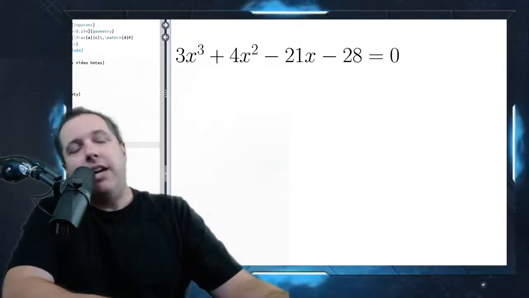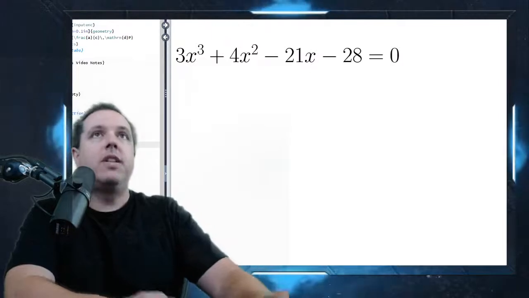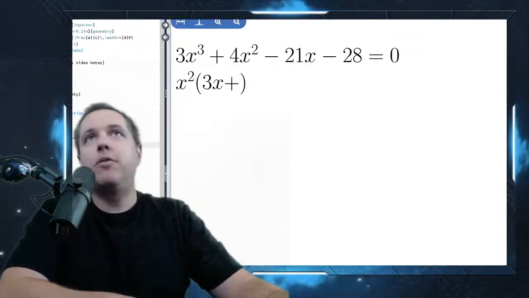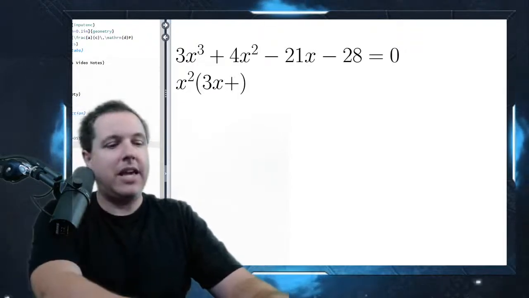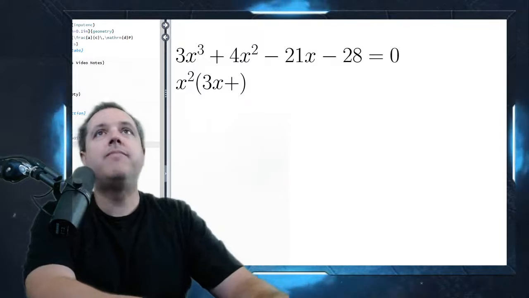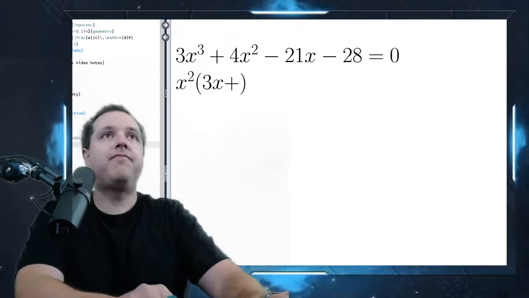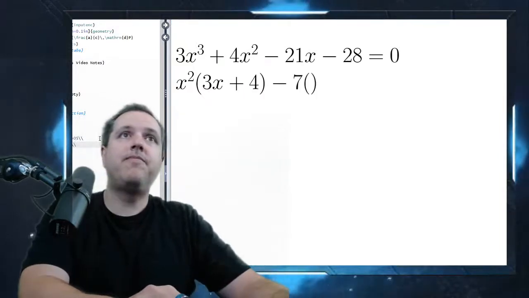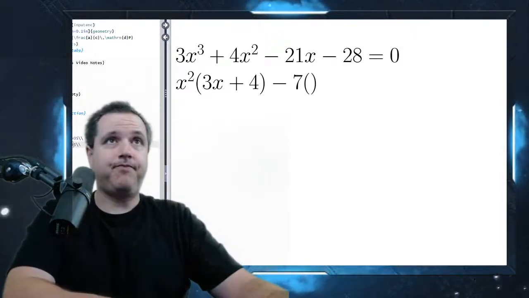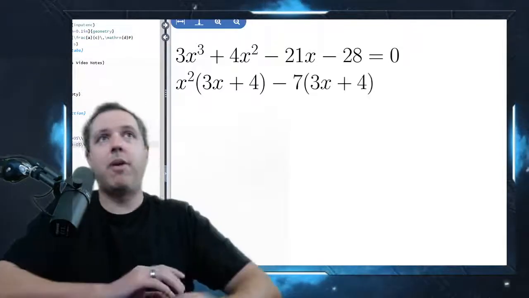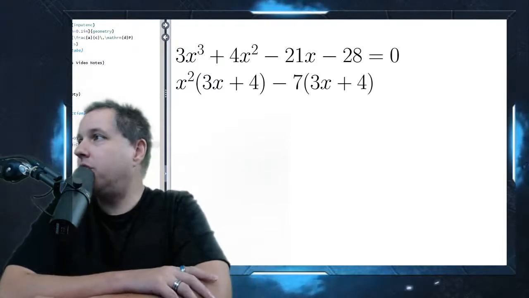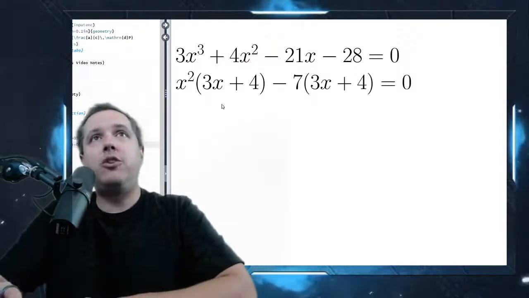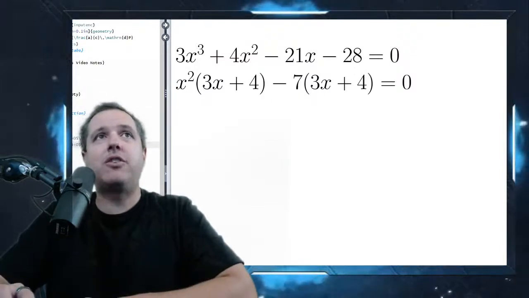So let's see. I can pull an x squared out from the first 2 terms, leaving me with 3x plus 4. And from the second 2 terms, it looks like I can pull out a negative 7. Yeah, just a negative 7, leaving me with 3x plus 4 equals 0. Remember to always keep it an equation. Don't change it to a non-equation. Okay, and the good news is my 2 binomials match, so I can pull that factor out.